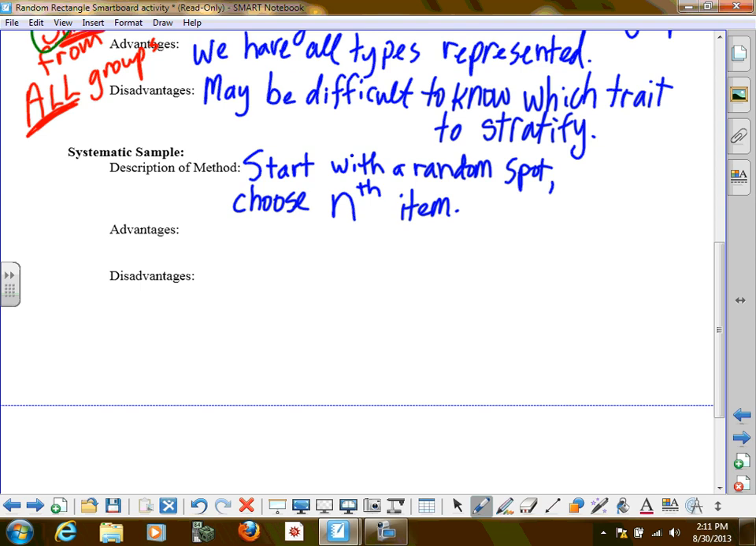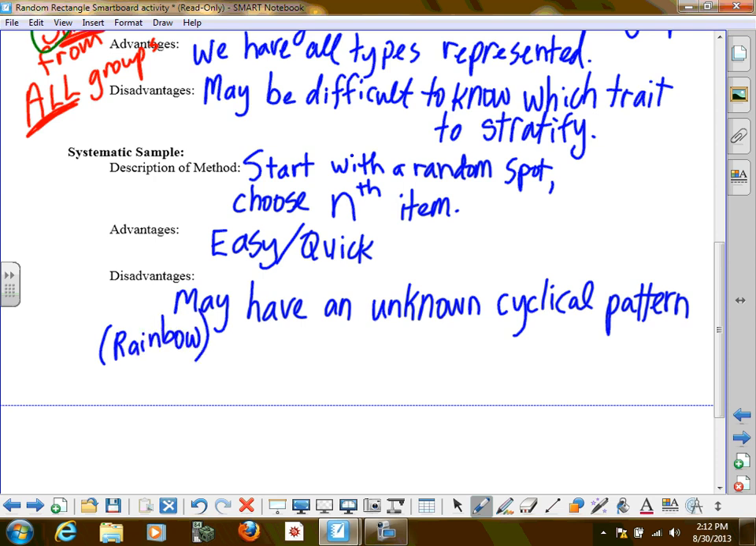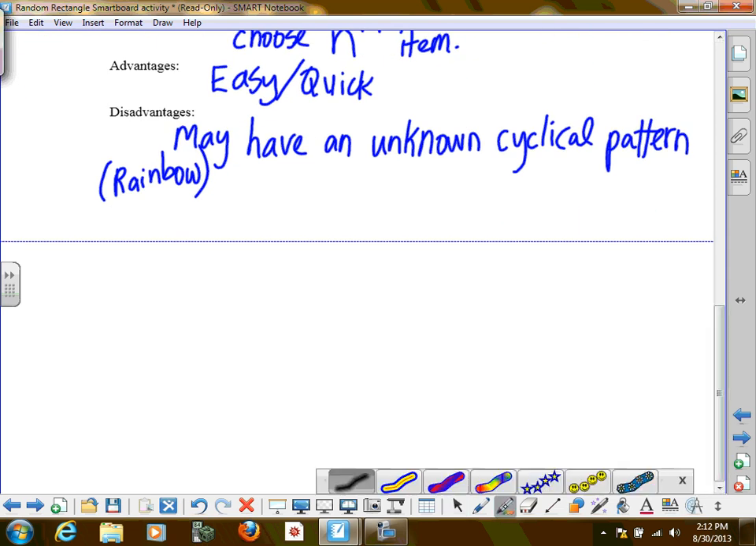Okay? The advantage is that it is easy and quick. The disadvantage is that you may have an unknown cyclical, like a cycle, pattern. Okay, and the way you will remember that is I'm going to do this really pretty little rainbow. So remember my little rainbow picture, and this will help you remember the problem with that. It's going to be oversimplified to demonstrate the problem.